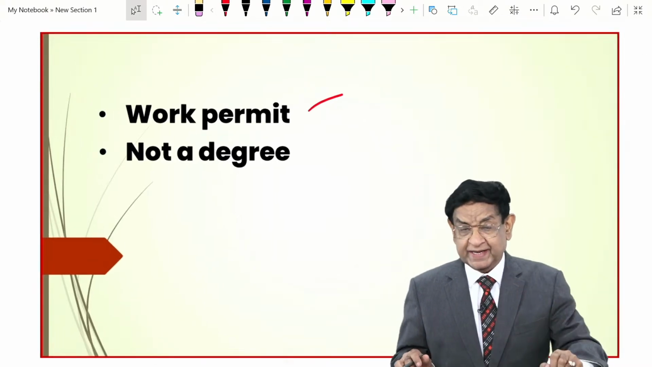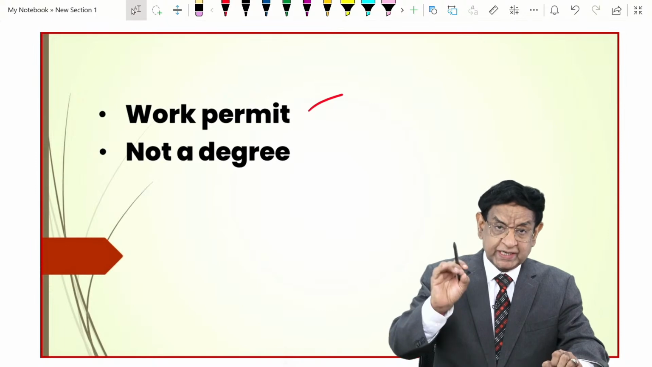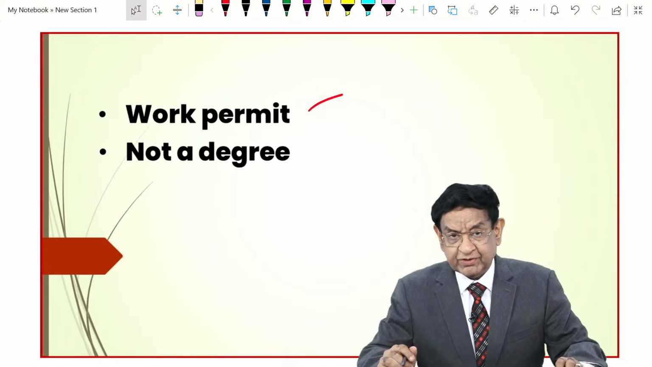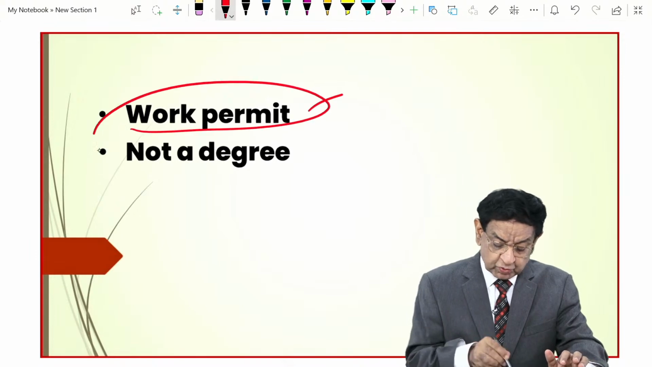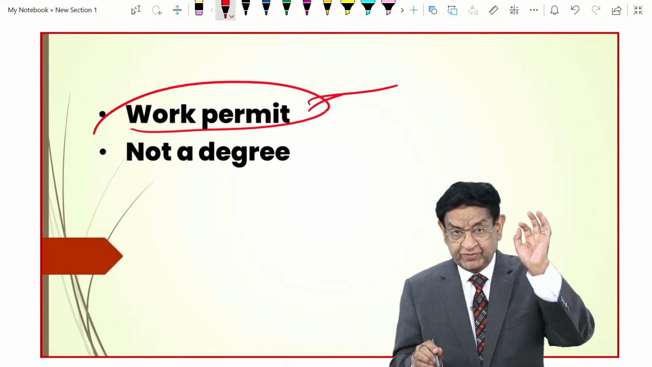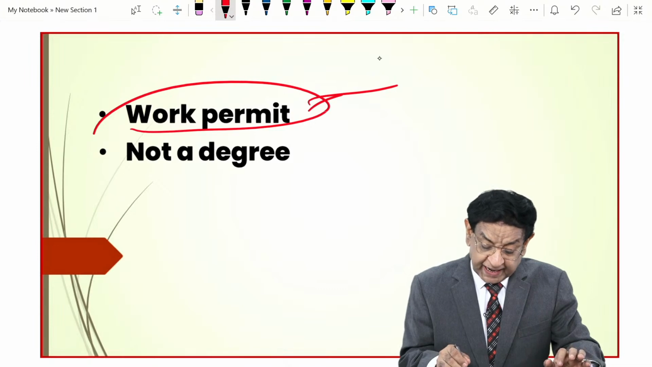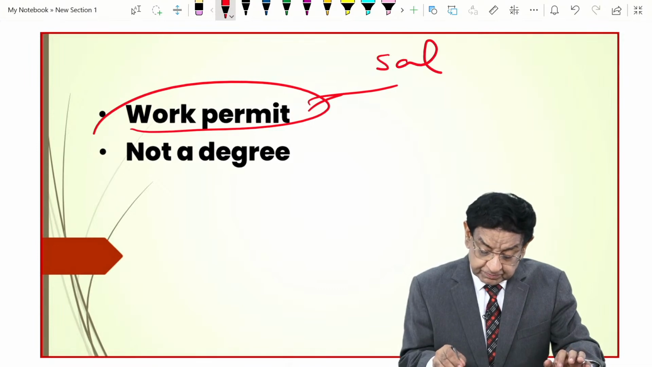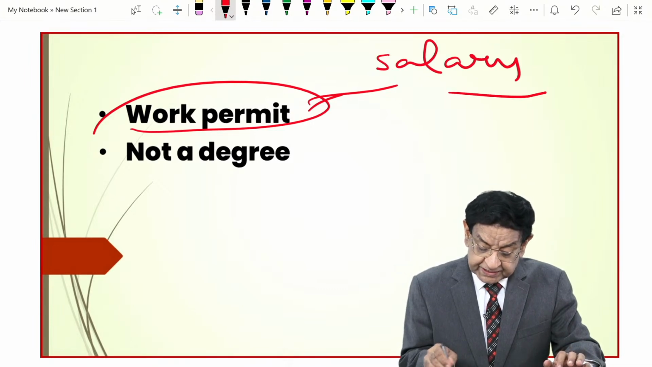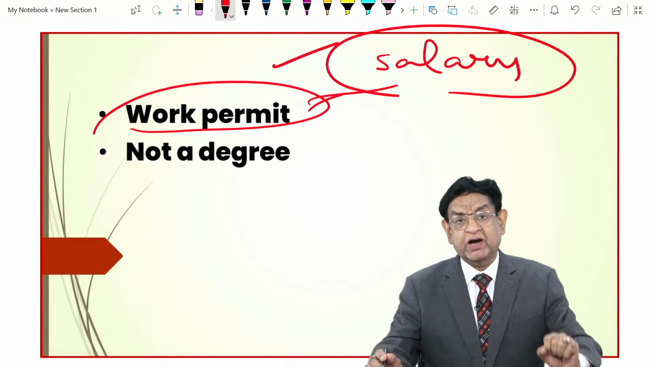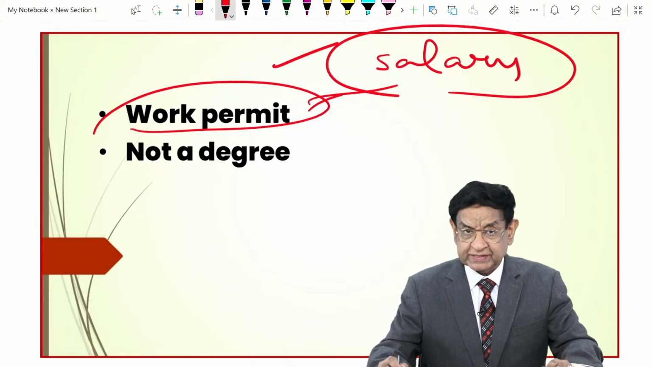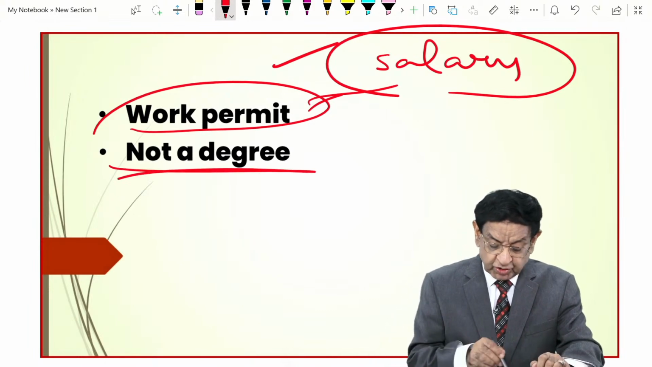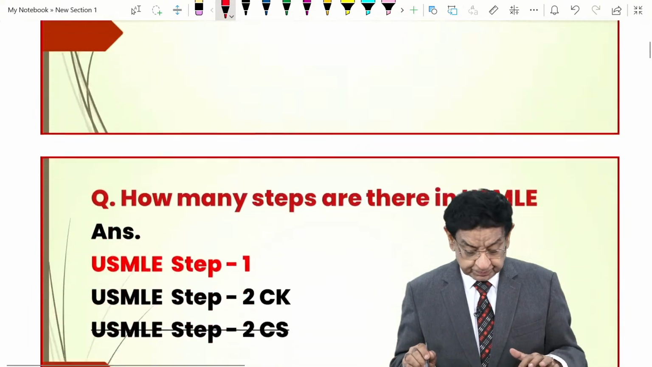It's not a degree. It means you are in India or any other country, you clear your USMLE exam, and you get a permit to work there. And of course, when you work, you get a very handsome salary, and that's the star attraction for going for USMLE. What salary, I'm going to discuss. And so it's not a degree, the point I told you.